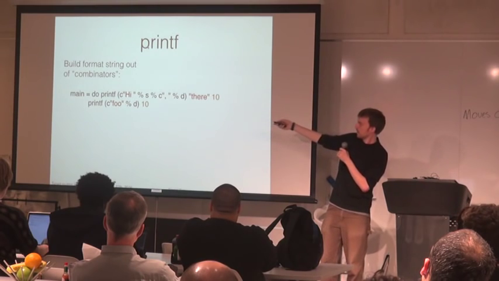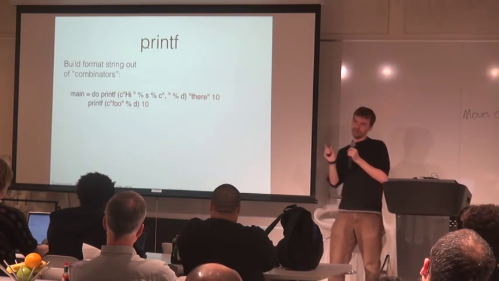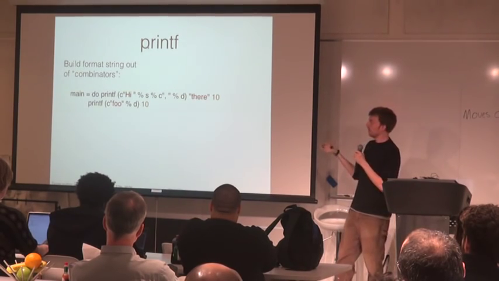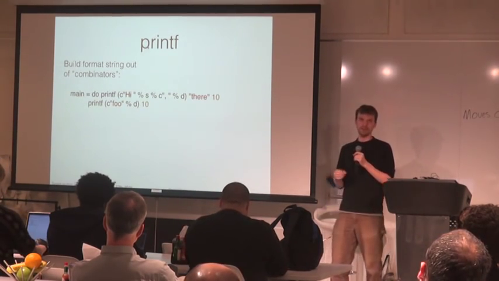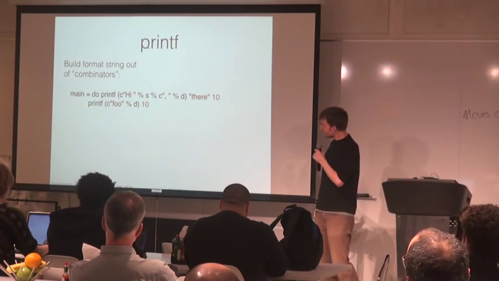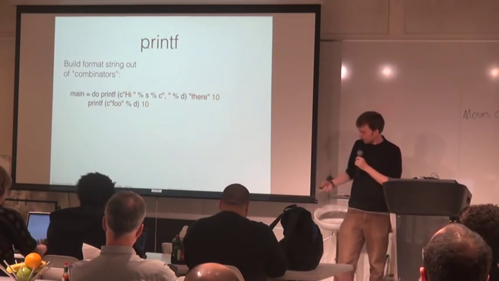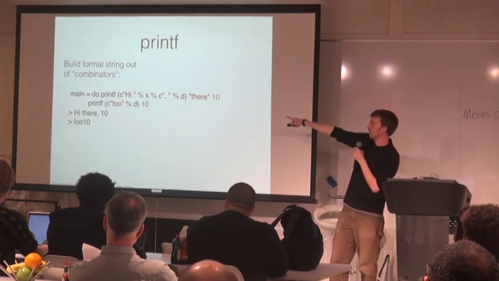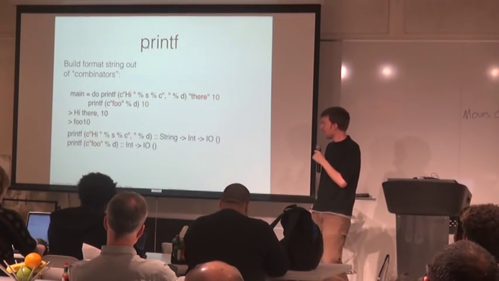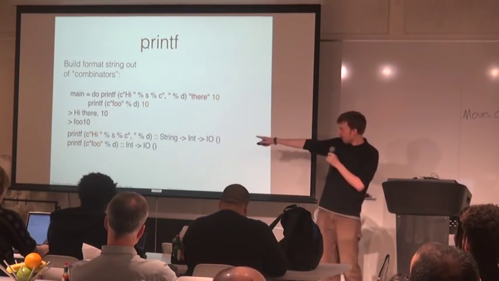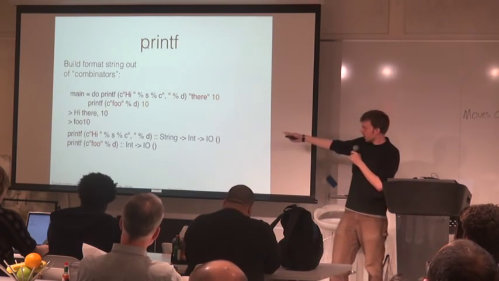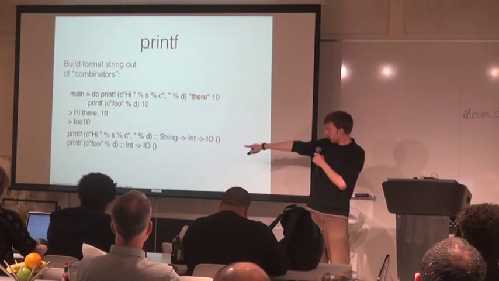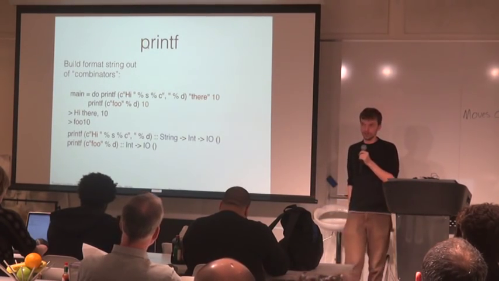So C is one that takes a constant, just a piece of text. S is going to take a string, and D is going to take an integer. And this is supposed to be analogous to how printf works. So the first one inserts there where the S is, and 10 where the D is. And when you apply printf to C of high, percent S, percent C of comma, percent D, that gives you back a string to int IO function. And when you apply it to just C of foo, percent D, that gives you an int IO function.